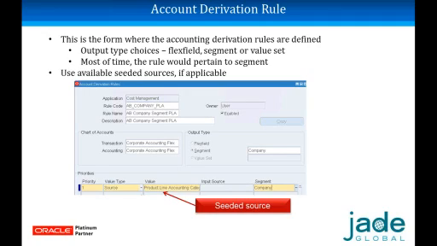The output type choices are like field, segment, or value set. In our case study, the rule will pertain to specific segments, so we have used segment. For this example, we have used a seeded source called product line accounting category, material overhead. This supports the requirements in our case study.